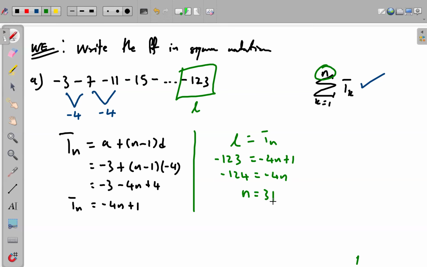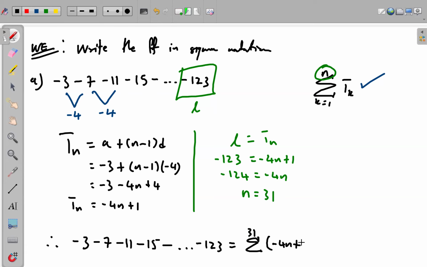And of course, in our case, we're going to start at 1 as far as the sigma notation is concerned. So this can be written as follows. Let's write it somewhere here at the bottom. For my final answer, I can say the series -3, -7, -11, -15 up to -123 can be written as the sum of the expression negative 4n plus 1.